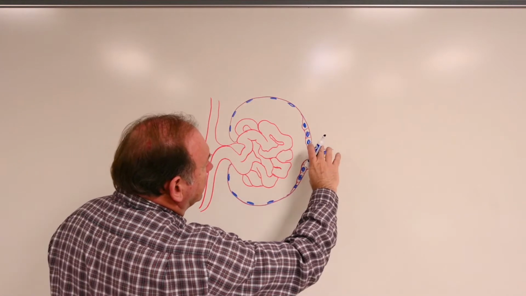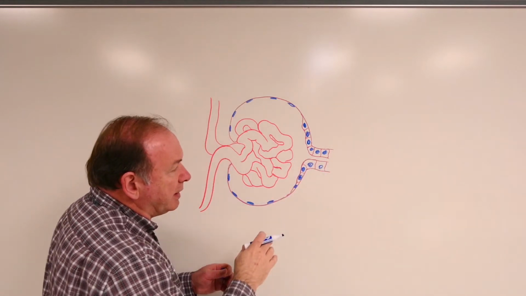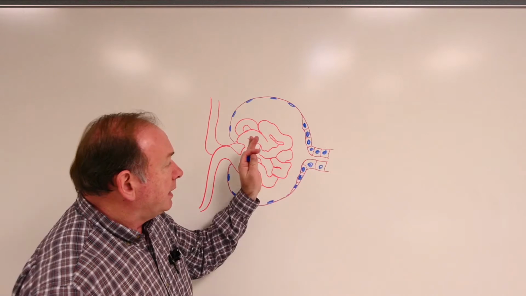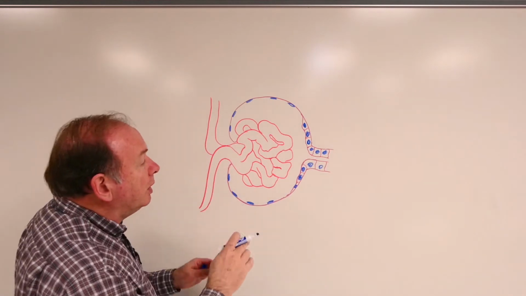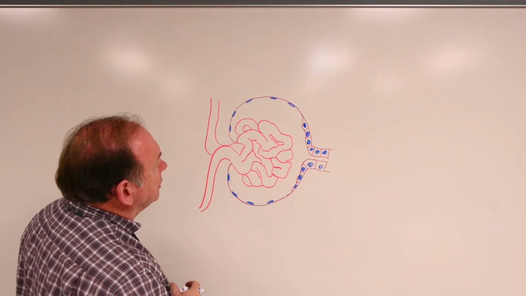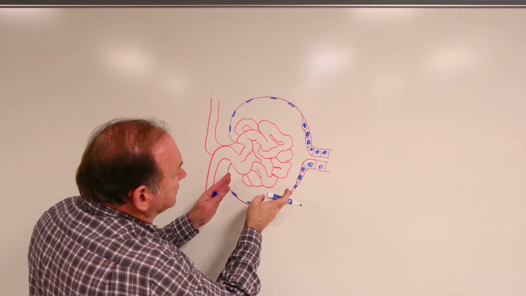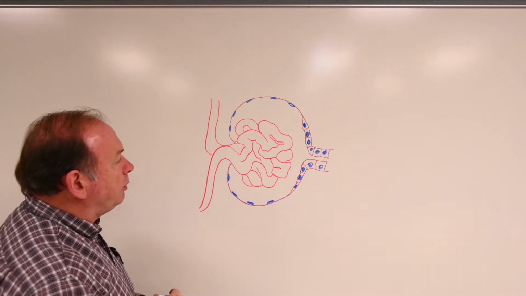This end of the renal corpuscle is sometimes referred to as the renal pole or the urinary pole of a nephric corpuscle, and this side over here is called the vascular pole. So you have a vascular and a urinary pole of the structure. So fluid comes in here, circulates through the capillaries, some of the fluid moves out and will eventually be moved into that proximal convoluted tubule.